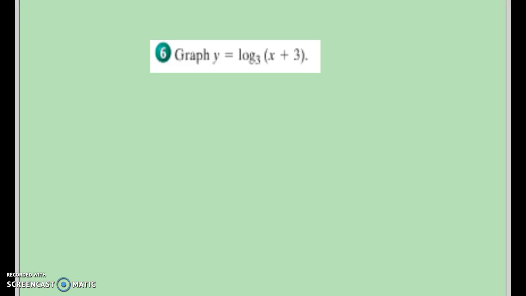So now I want you to go ahead and graph log base 3 of x plus 3. And the question for this one that you're going to answer is, what happens to my function? What are the transformations that I do to this function?